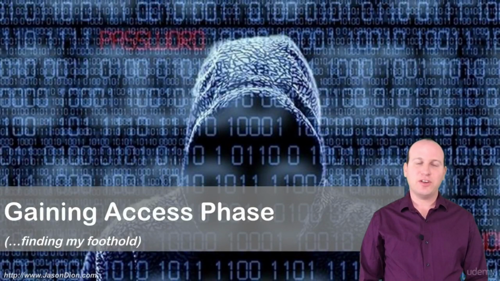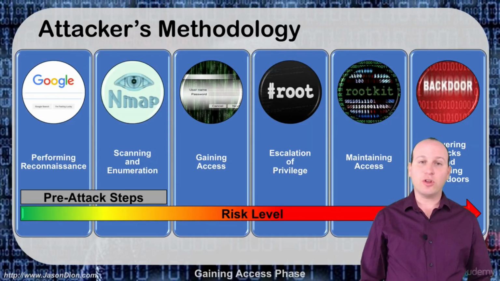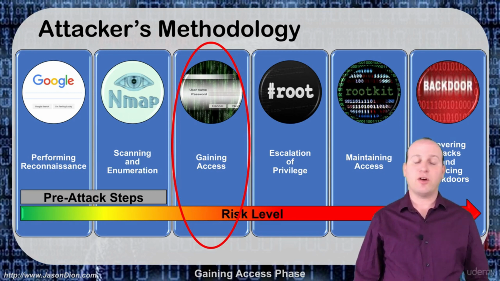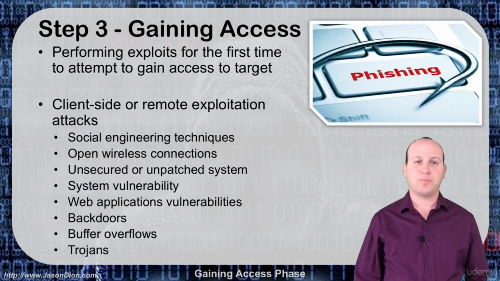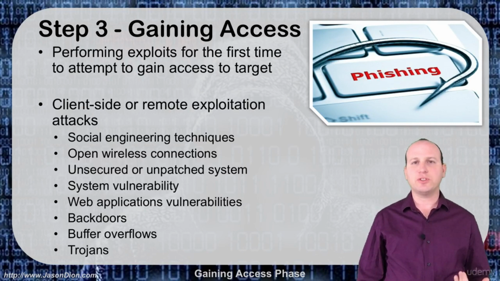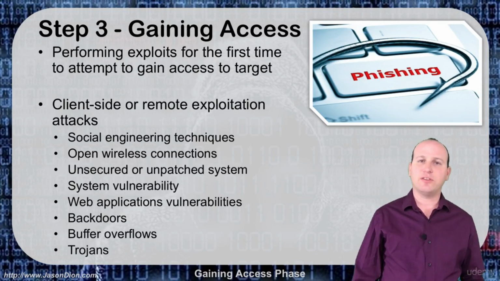Gaining access phase. So here's the point where we're going to start gaining our foothold into the system. We've done all of our research, we've done all of our enumeration and our scanning, and now it's time to actually launch that attack. We're going to gain our access. So at this point in the attacker's methodology, we are going to exploit something in the operating system to be able to get ourselves into that. Whether that's going to be a client side, a remote side, or other type of attack, this is where we're going to do our exploitation. So step 3 is gaining access, and this is where we're going to perform our exploits for the first time in order to gain our access into the system.